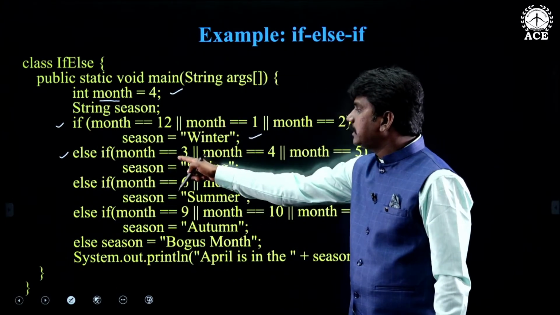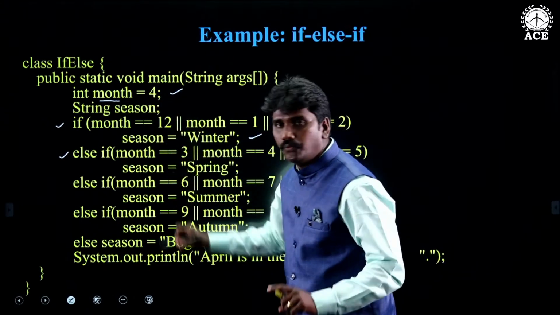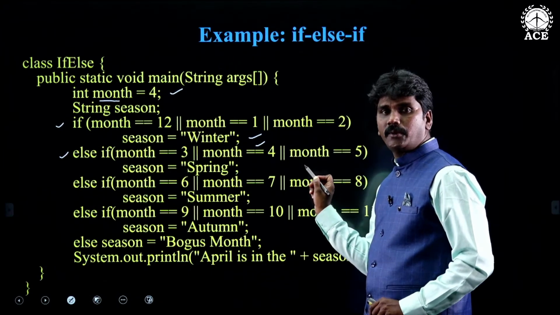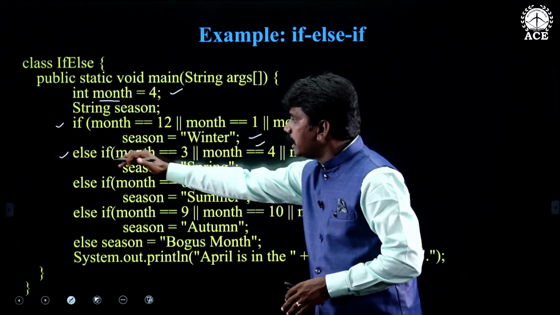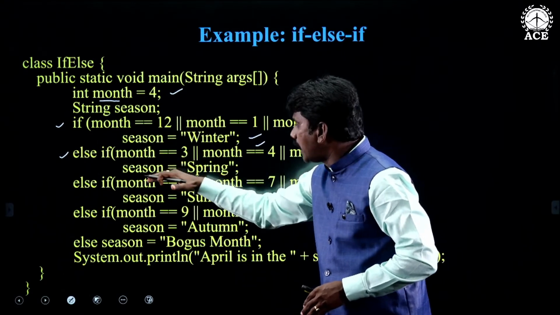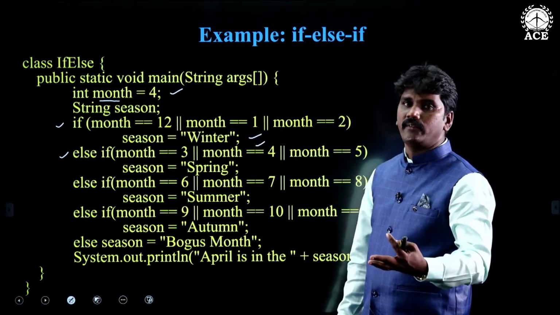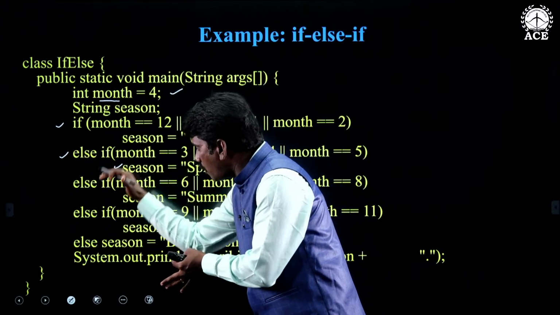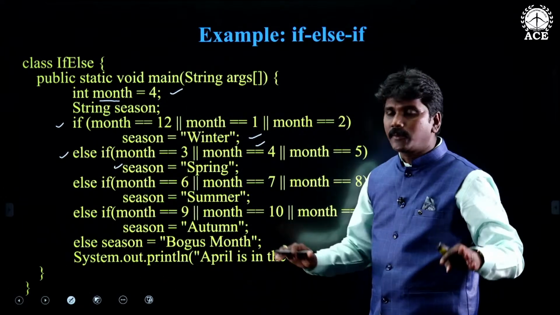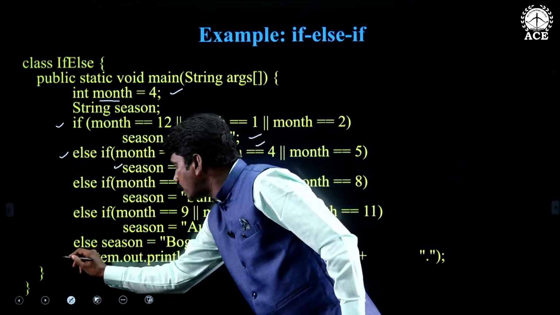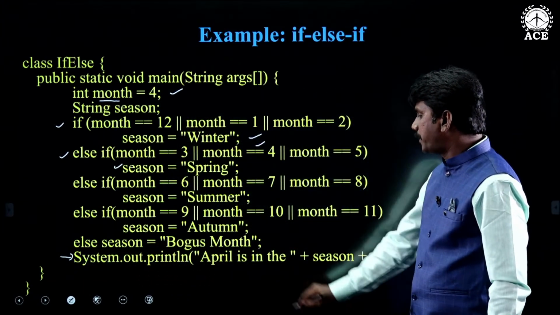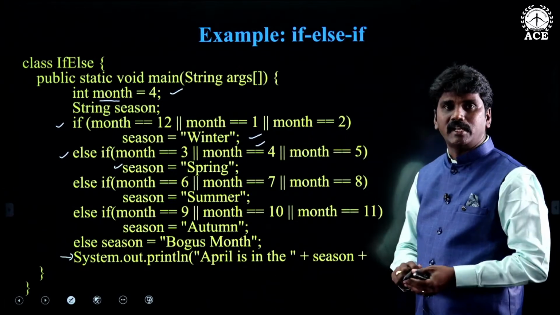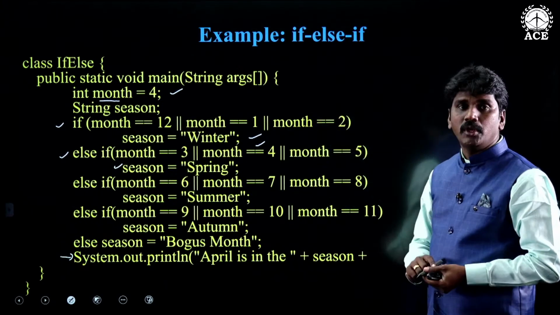Else if month is equal to 3? No, what is the month value? 4. The next one is month is equal to 4, yes. No need to check month is equal to 5. Here the else if condition is true and the season is equal to spring, that assignment will be done. Once it is executed, all the remaining conditions are going to be skipped, and finally the control will come to System.out.println, April is in the season. What is the season? Spring. That is going to be printed. This is related to if else if.